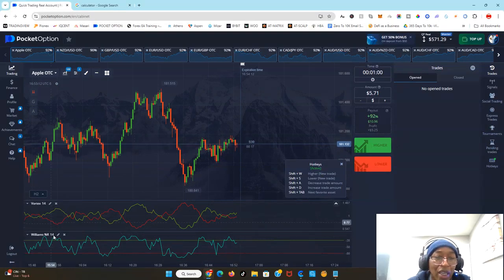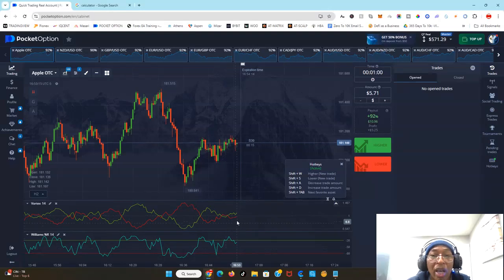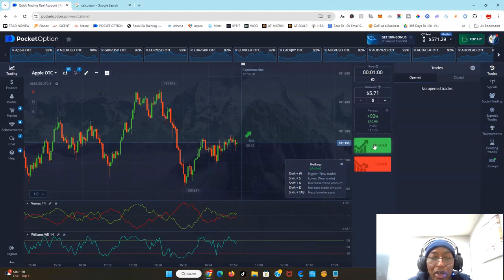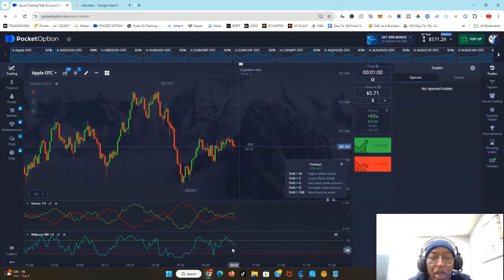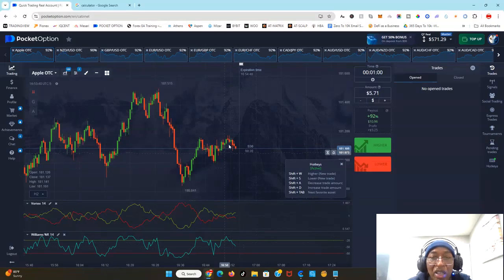However, we have two indicators that we are using to help us make that decision. So at the moment, you can see the buyers, the green on the Vortex, the green is above the red. That means it's a strong call option, a strong upward trend. The buyers are much stronger. You can see this one here. What is this? The Williams is above the 50. Okay, now it is pointing down. So that means there's a strong downward trend at the moment. Okay, it's pointing down, it's pushing down.